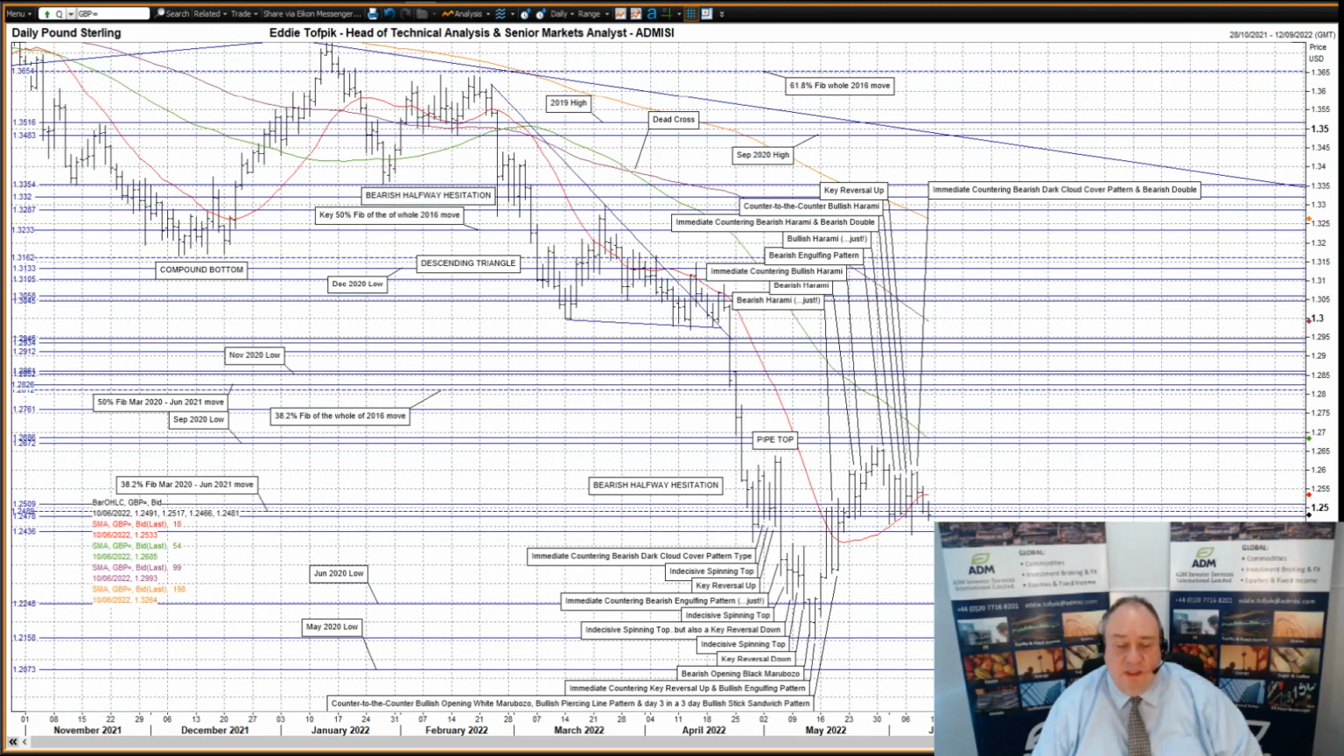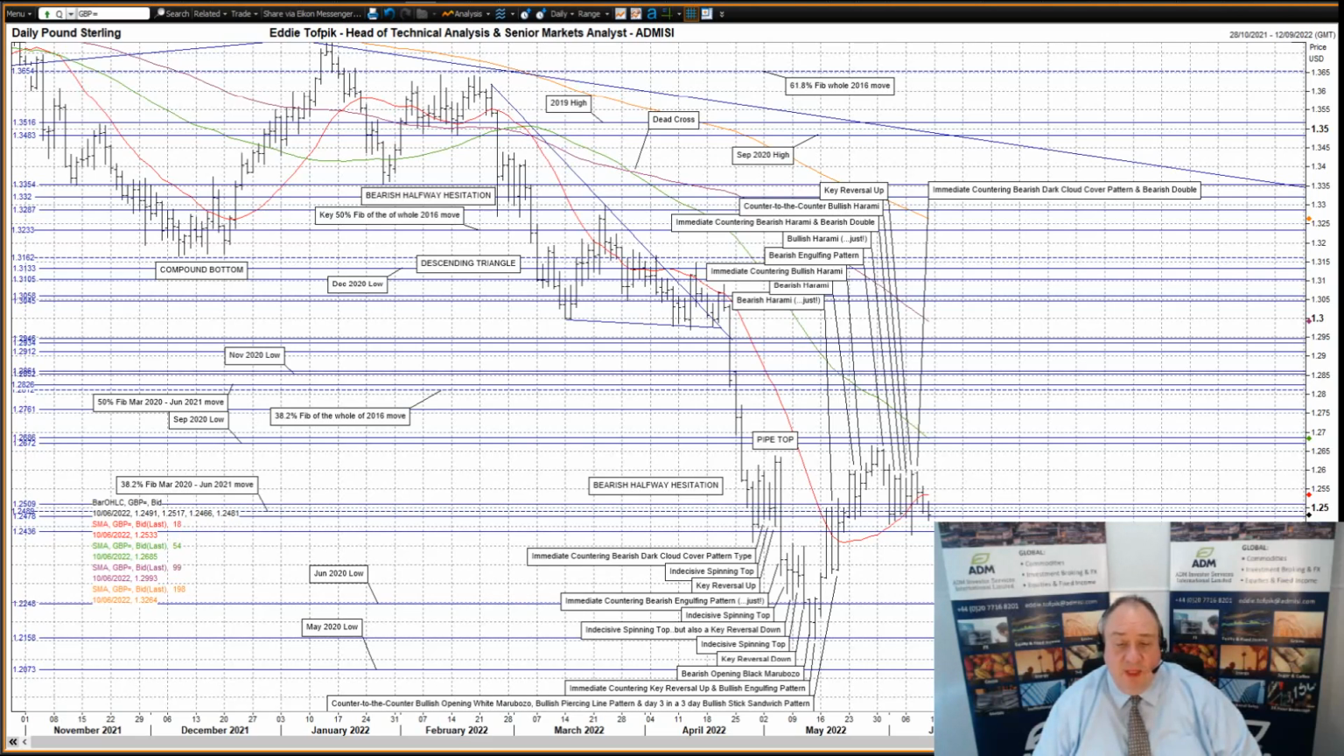Cable, aka sterling against the US dollar. A second bearish black crow yesterday, following on from the previous session's immediate countering bearish dark cloud cover pattern and bearish double. Prices dropped down into the congestion zone between 124.78 to 125.09, which contains the 38.2% Fibonacci of the March 20, June 21 move at 124.89. We ended up closing right on that 38.2% Fibonacci line.